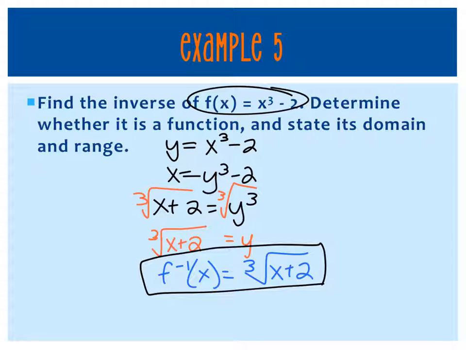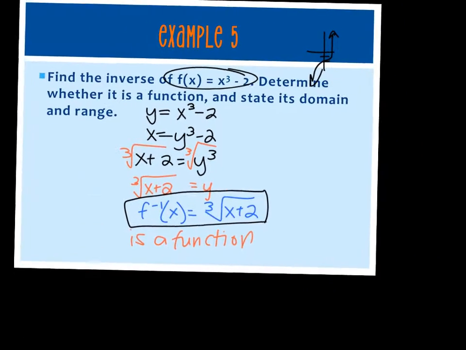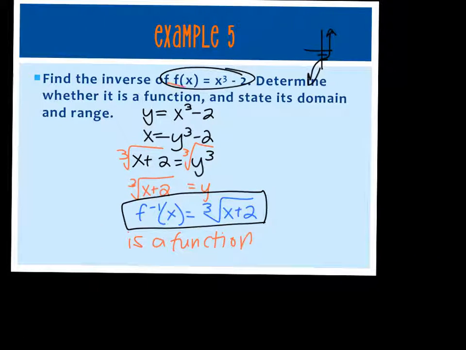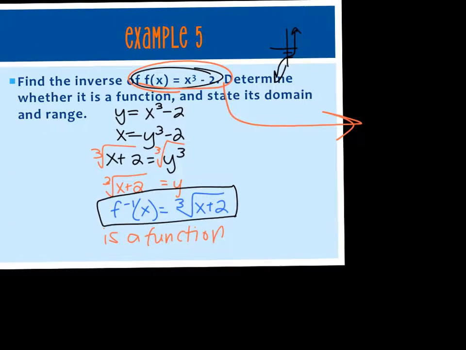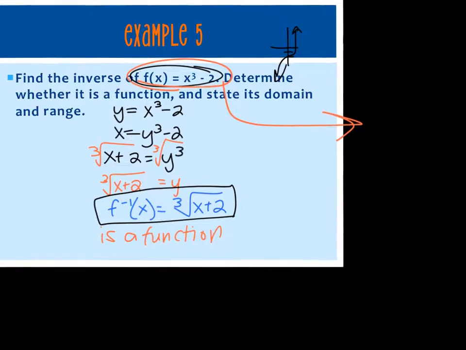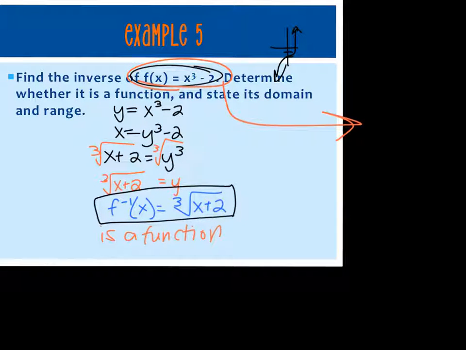So that initial function is again a cubic function. This time it's shifted down 2 places. It looks like this. Would that pass your horizontal line test? Yeah, which means that this is a function. And then it says state its domain and range. So the domain from my initial function, domain of f of x, or x to the third minus 2, is all real numbers.